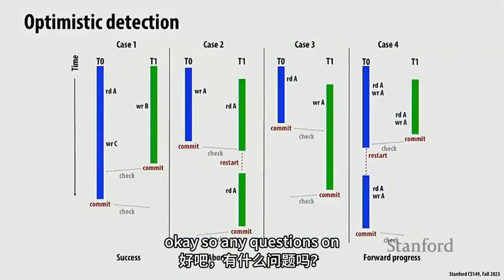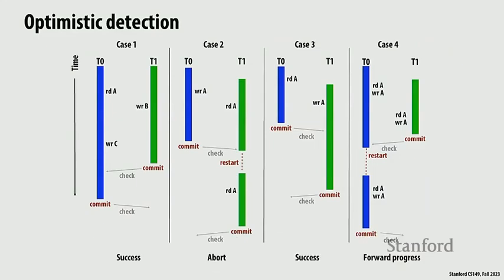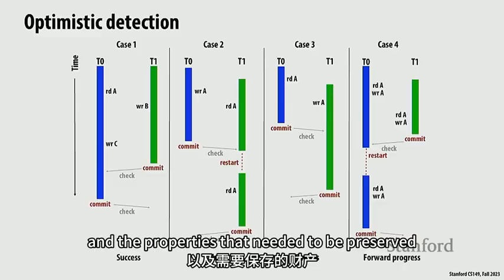Okay. So any questions on what we've discussed so far, the way transactional memory is supposed to work and the properties that needed to be preserved?